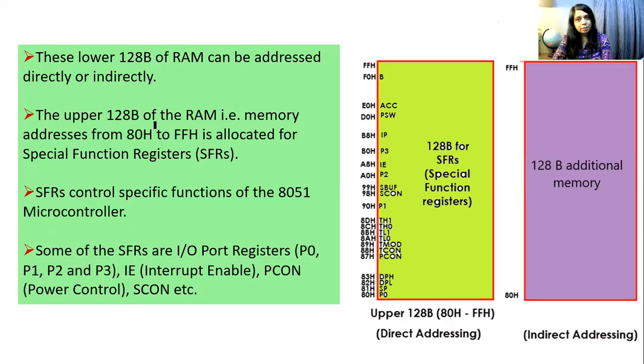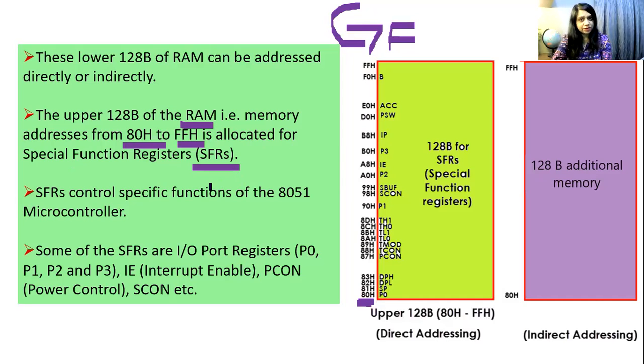The upper 128 bytes: as I said, in the modern 8051 there are 256 bytes of internal RAM. So next to the 128 bytes of RAM, the addresses vary from 80 to FF, because 7F was the last address of the 128 bytes of internal RAM. So what comes after 7F? It comes 80. So the upper 128 bytes of RAM, that is memory addresses from 80 to FF, are allocated for special function registers.